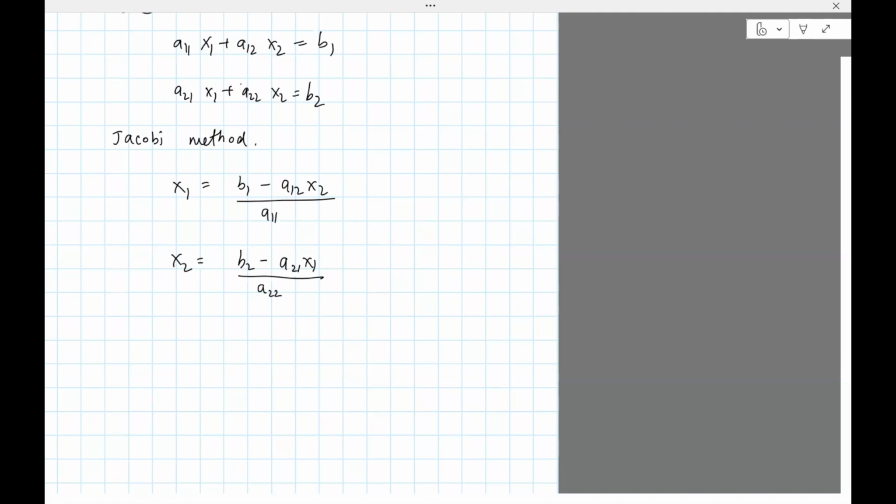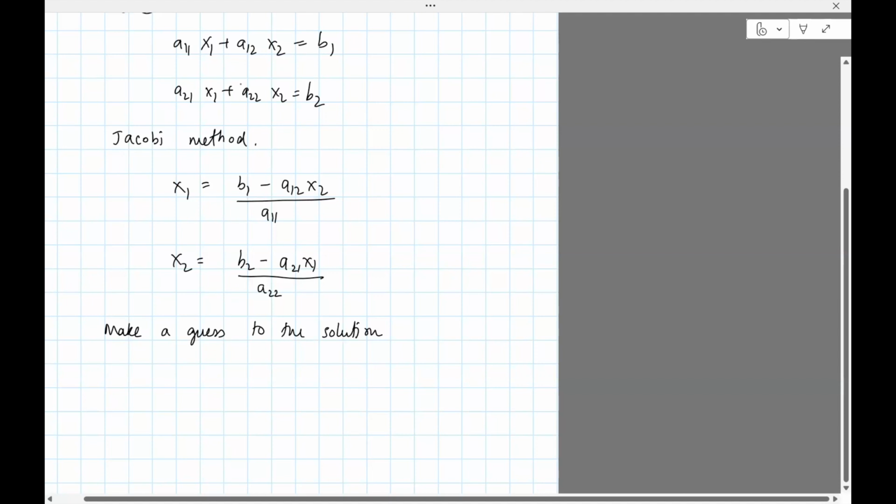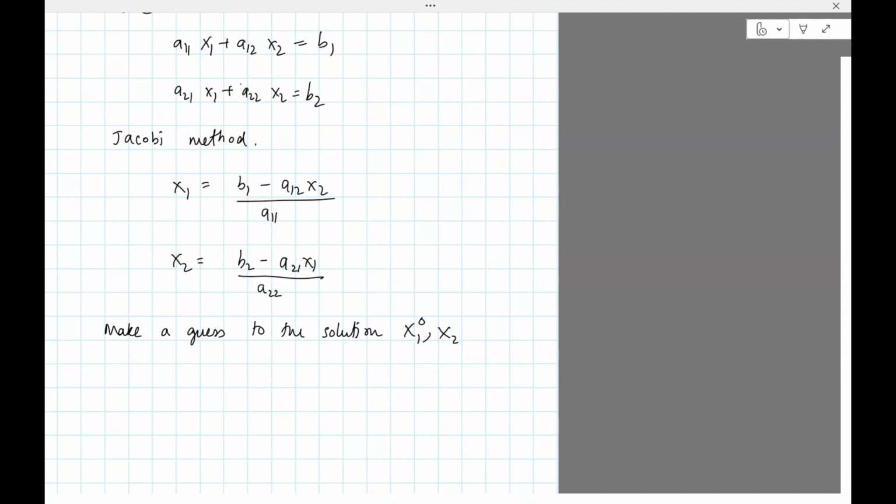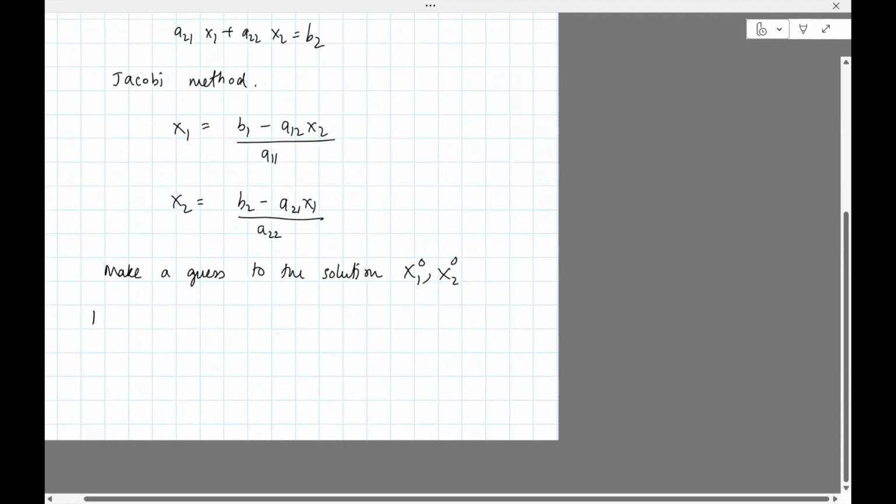Okay, so this is how the iterations work. Make a guess to the solution, x1^0, x2^0. Okay, what is this? That's just some guess. You could just start with 0, 0. So for iteration 1, what you do is you compute the new value for x1 by using this formula.